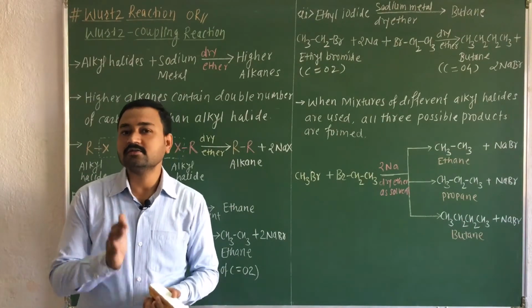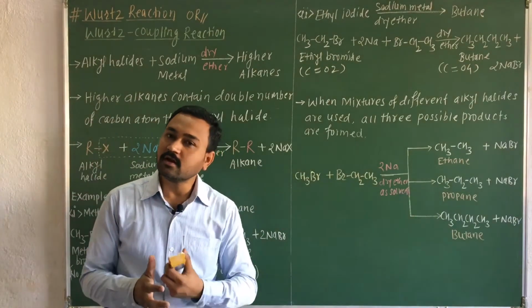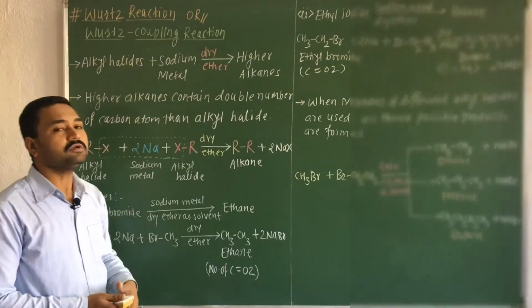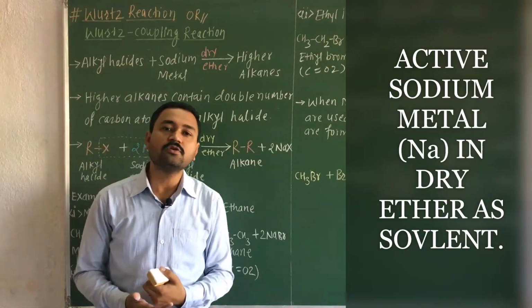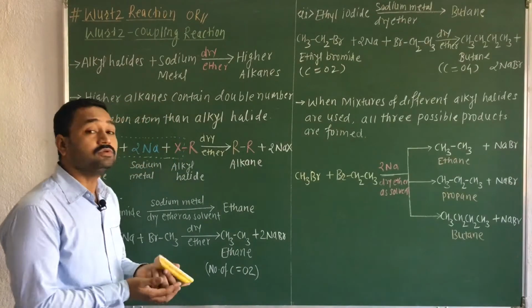In the previous lecture, we learned about the formation of the Grignard reagent. There we used magnesium metal for the formation of the Grignard reagent. Here in the Wurtz coupling reaction, we are going to use active sodium metal for the formation of an alkane.